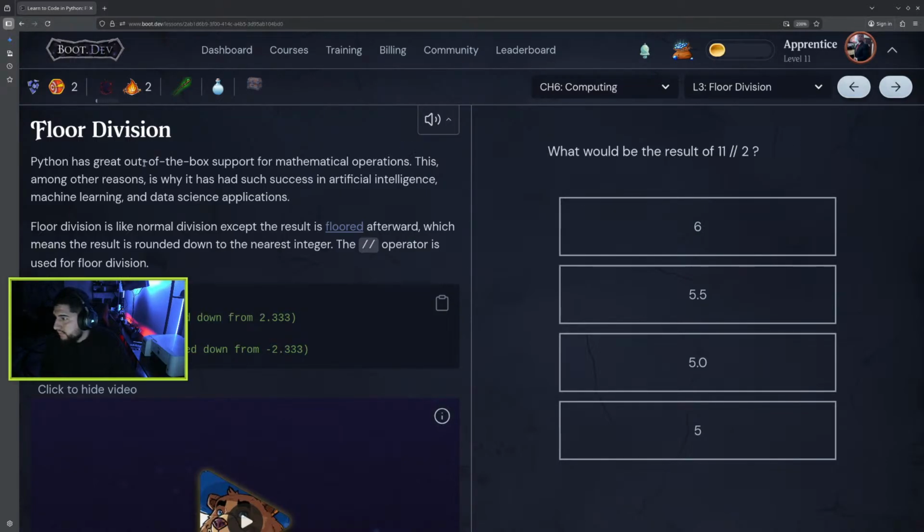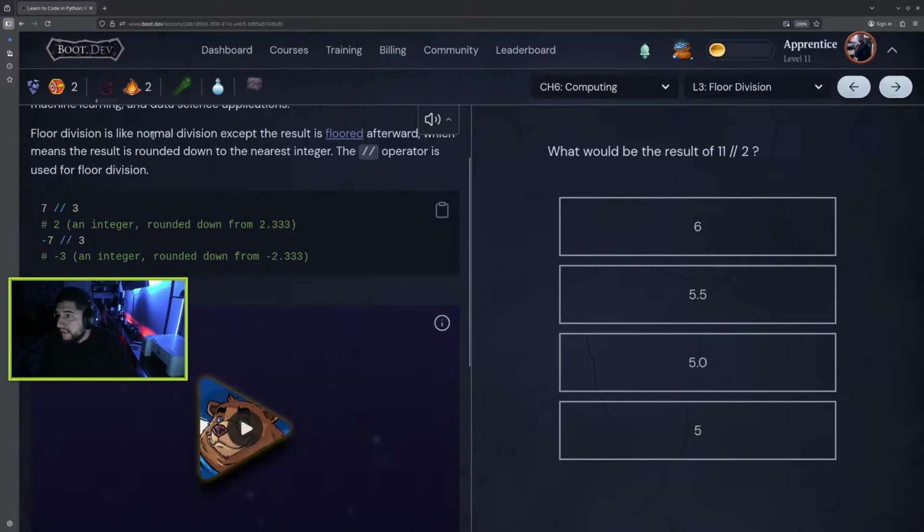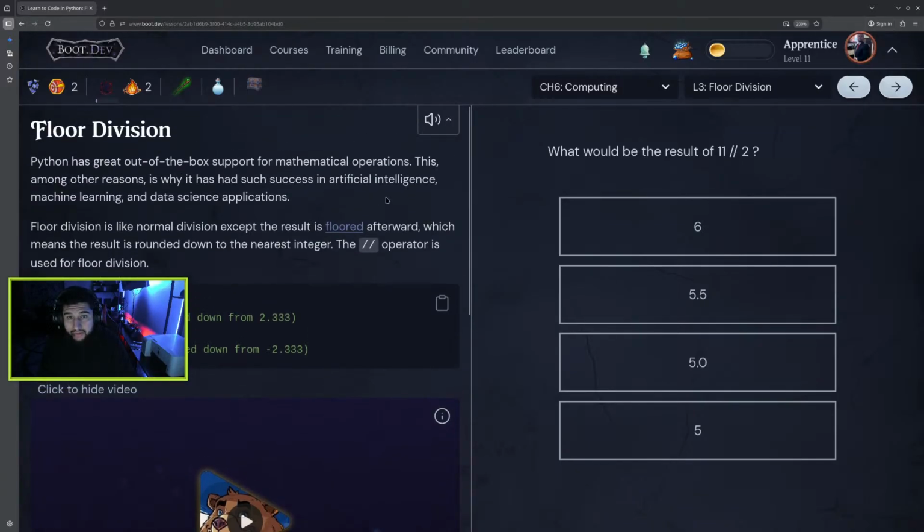Floor division. Python has great out-of-the-box support for mathematical operations. This is, among other reasons, why it has had such success in AI, artificial intelligence, machine learning, and data science applications. Floor division is like normal division, except the result is floored afterward, which means the result is rounded down to the nearest integer. The double slash operator, 2 slashes, is used for floor division.